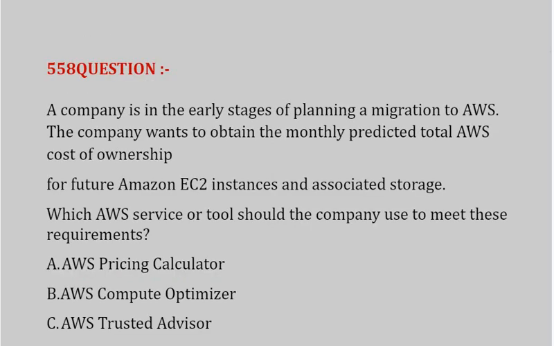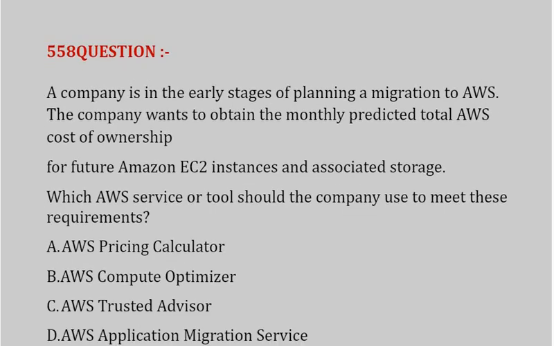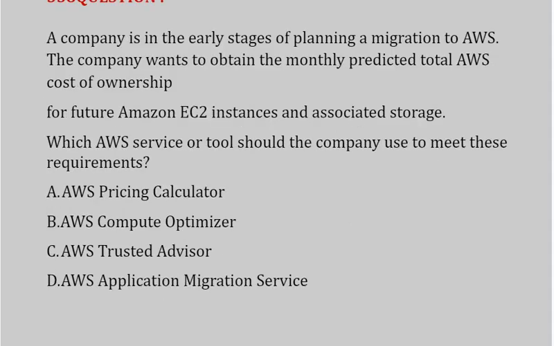Question is, a company is in the early stages of planning a migration to AWS. The company wants to obtain the monthly predicted total AWS cost of ownership for future Amazon EC2 instances and associated storage. Which AWS service or tools should the company use to meet these requirements? Option A, AWS Pricing Calculator. Option B, AWS Compute Optimizer. Option C, AWS Trusted Advisor. Option D, AWS Application Migration Service. Correct answer is option B.